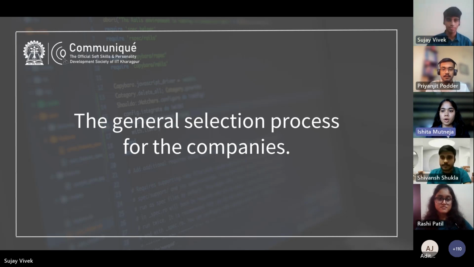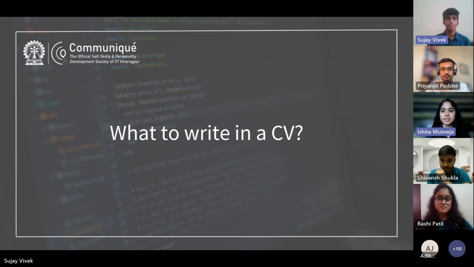Moving on, we all know how important building a good CV is for showcasing our skills and achievements, and thus getting a good internship. So, can the panelists provide some valuable insights on building a good CV, a software profile, and are online courses worth writing in it? Shivansh, would you like to go first?